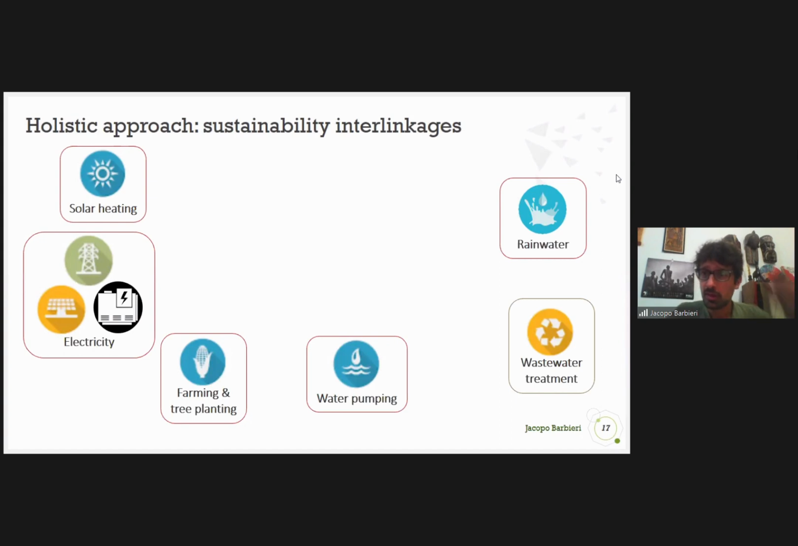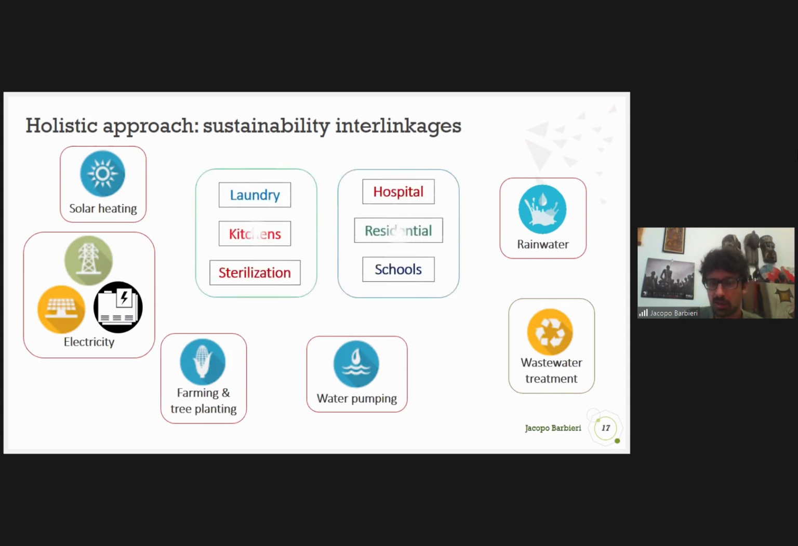In terms of interlinkages, sustainability, as we said, needs a holistic approach. So here I've reported again the different main facilities. So we have solar heating, we have electricity, the production of food, water pumping, and so on. And I will report as an example a few services, for example, laundry, kitchen, and sterilization, and some areas of the compound. So we have the hospital itself, the residential areas, and the schools.